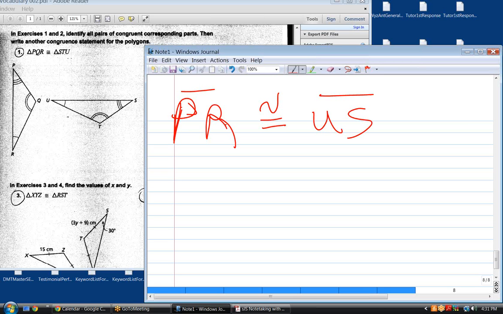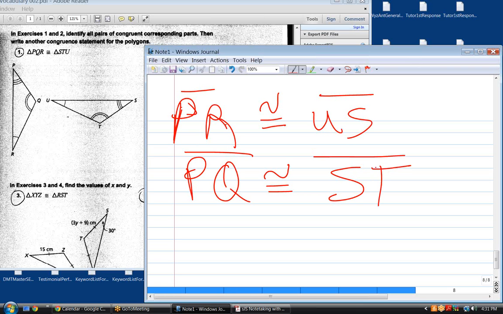So if I wanted another congruent statement, I could say, well, the side opposite angle R is equal to the side opposite angle U. So what would that be? What's the side opposite angle R? The side. PQ. Yeah. Line PQ is congruent with what? The other ST. Yes. That is a huge principle of triangles.